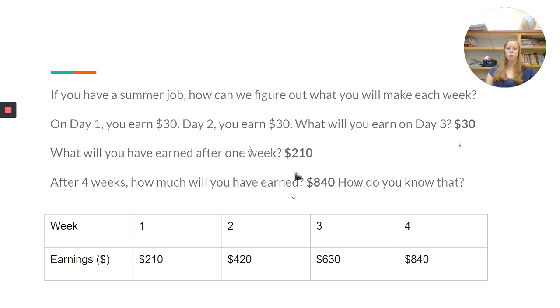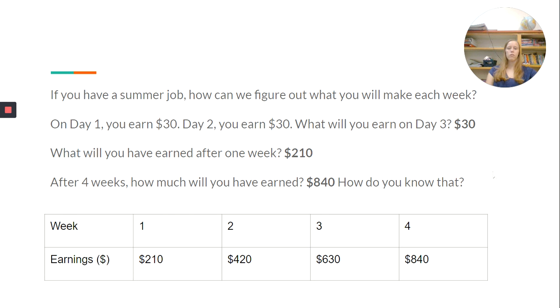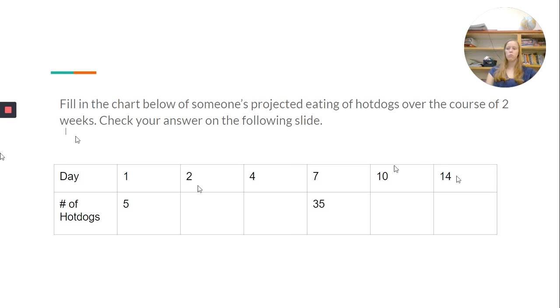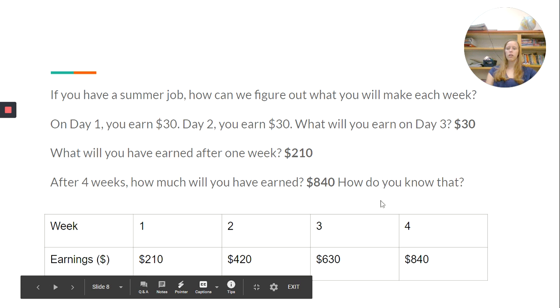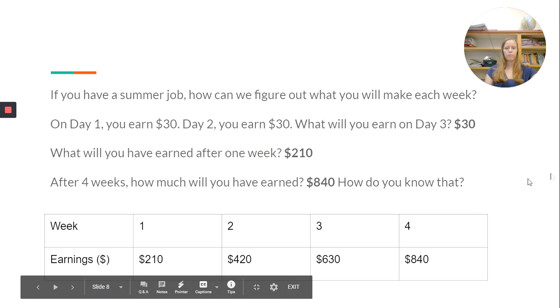So after 4 weeks, you earned $840. And you figured that out by figuring out how much you earned after weeks 2 and 3 also. How do you know? You know because if you earned $420 after 2 weeks, you just have to double that in order to figure out how much you earned after 4 weeks, which would be the $840.